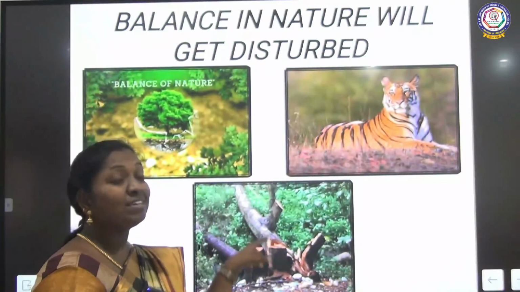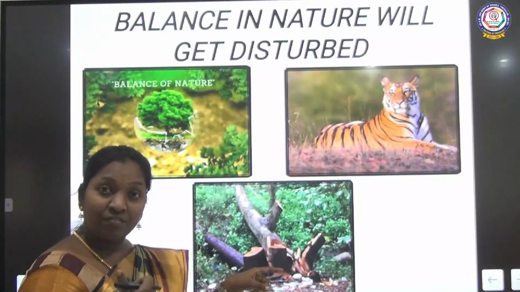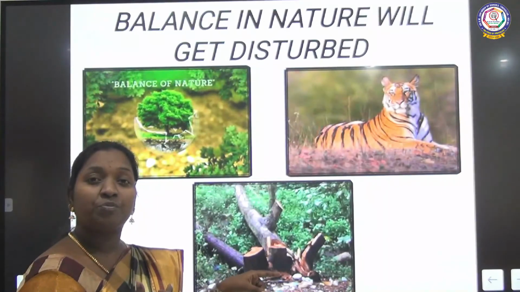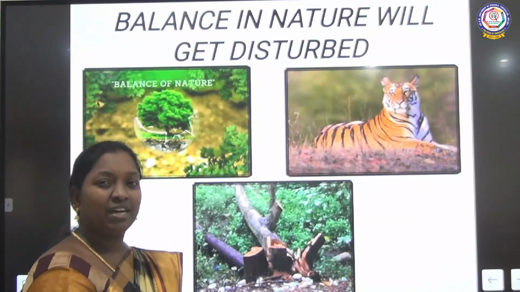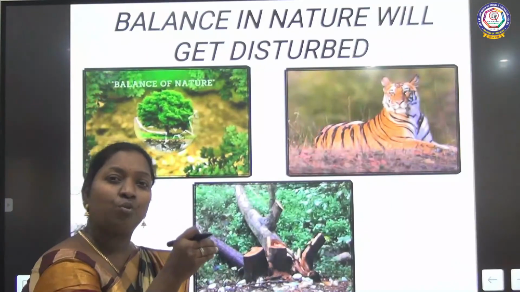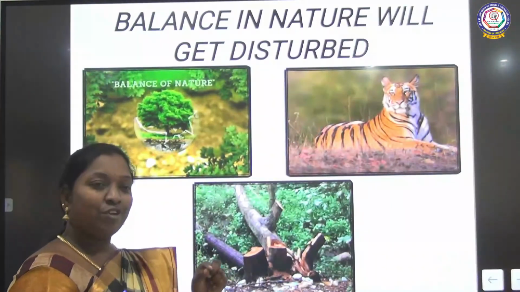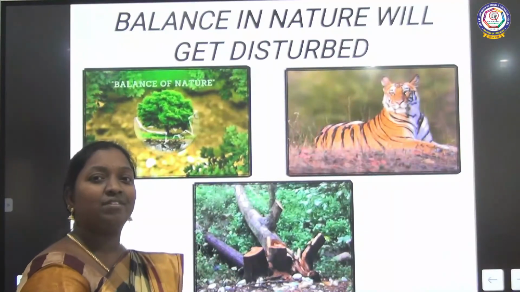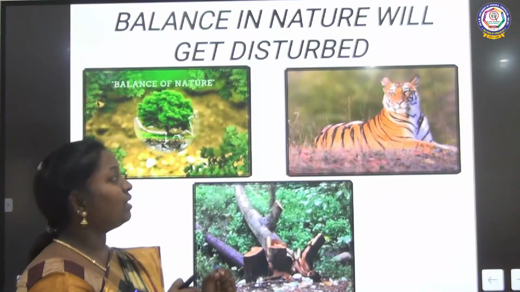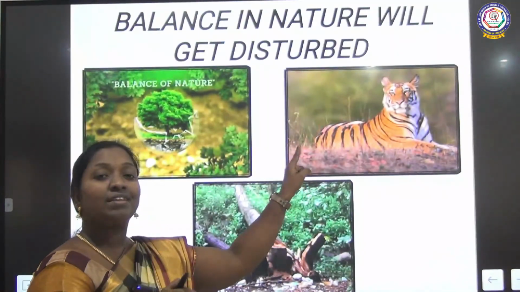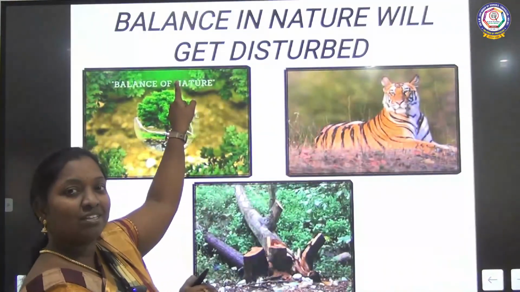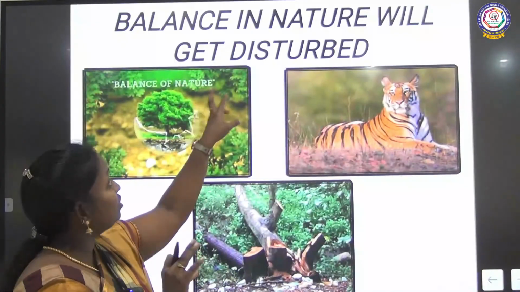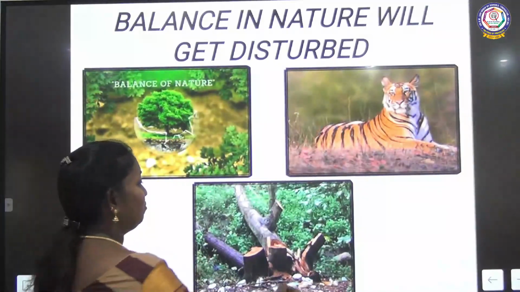If any one is disturbed, we are also responsible. How are we responsible? We are cutting down trees. At least what should we do? We should plant one new plant. If we plant one after cutting one down, we are balancing it. So we should maintain it. If any one of these is disturbed, our nature cannot stay in balance.